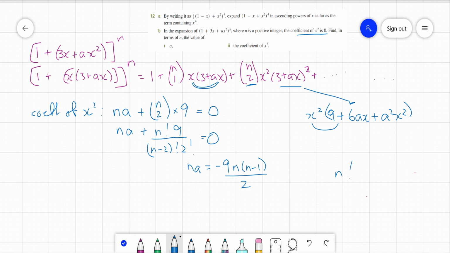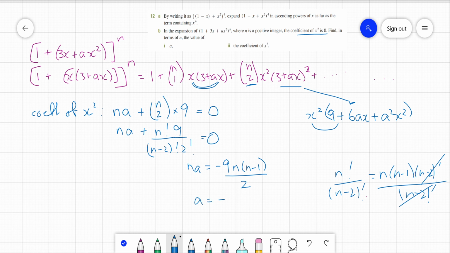I've just said n factorial on n minus 2 factorial. I've just tried to simplify that. So that's n minus 1 and then n minus 2 factorial on n minus 2 factorial. Cancelled those two. So just n minus 1. So I'm just putting that on the other side, and then I'm going to make a the subject.